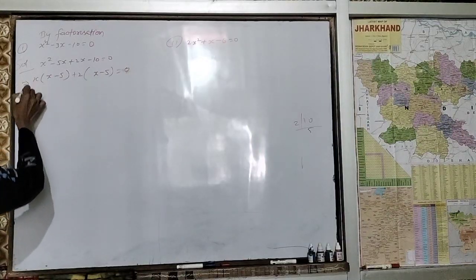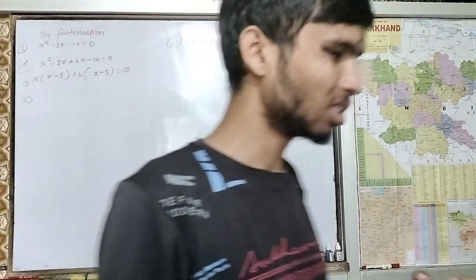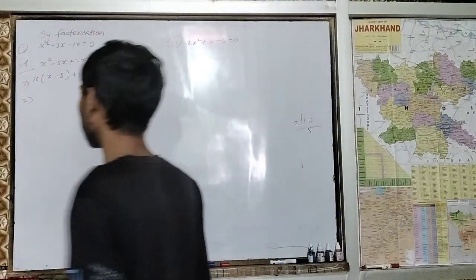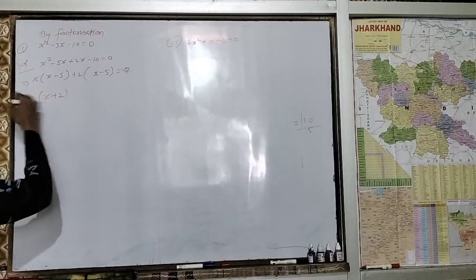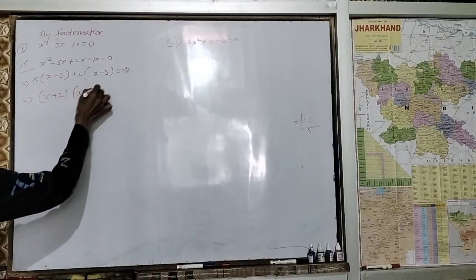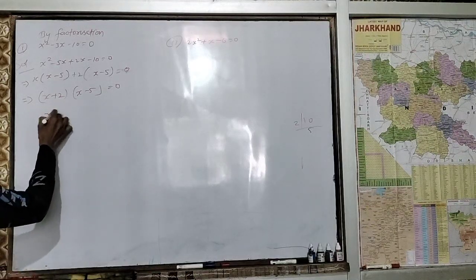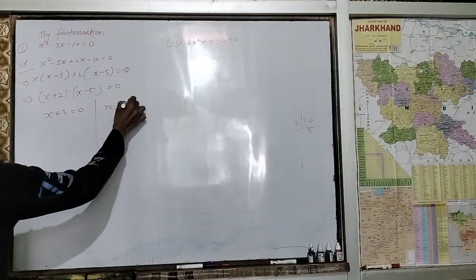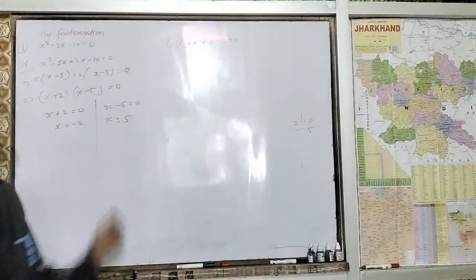Now in the next step, whatever the outside terms are, write them in one bracket, and write the common term in the other. So x plus 2 in one bracket, x minus 5 in another bracket, equal to 0. What is happening here? We know that x plus 2 equal to 0 gives minus 2, and x minus 5 equal to 0 gives x as 5.